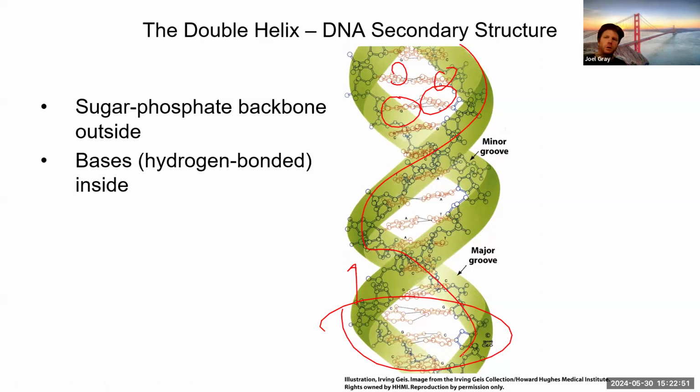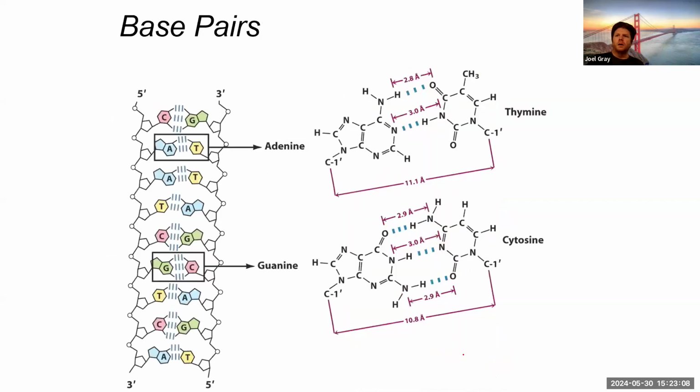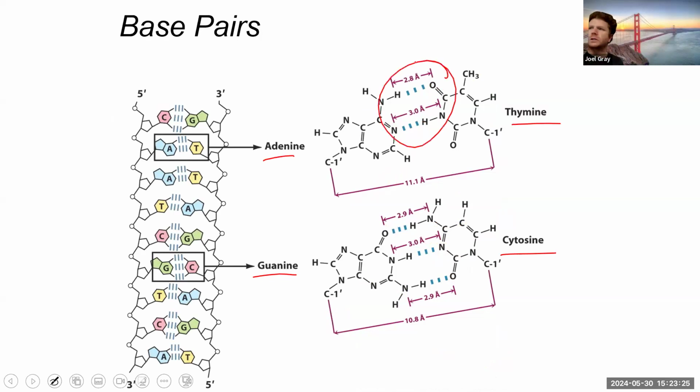The bases are hydrogen bonded inside, and those backbones, these 2 green ribbons, are anti-parallel to one another, meaning that one reads in the 5' to 3' direction, the other one is going in the opposite direction, so it would be the 3' to 5'. Our base pairs, I mentioned this, but here I'm showing it. A loves to hydrogen bond with T. G loves to hydrogen bond with C. Adenine and thymine, A to T, that's 2 hydrogen bonds. G to C, that's 3 hydrogen bonds.